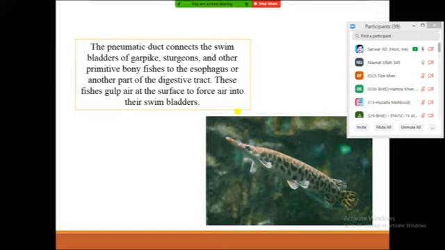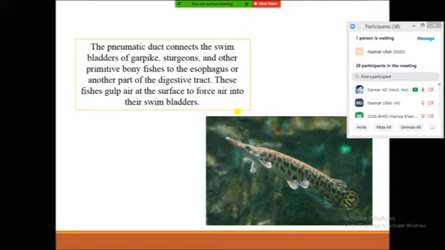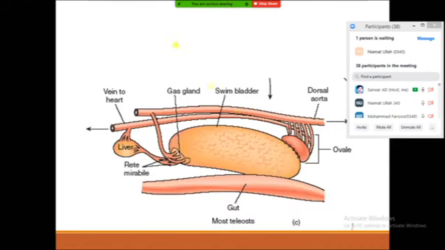Sometimes the pneumatic duct connects the swim bladder to the digestive tract, where various types of gases which are produced are moved out or delivered to the swim bladder. These fishes gulp air at the surface to force air into their swim bladder. Sometimes these pneumatic ducts help these fishes to obtain some gases in their swim bladder. These are different types of structures.